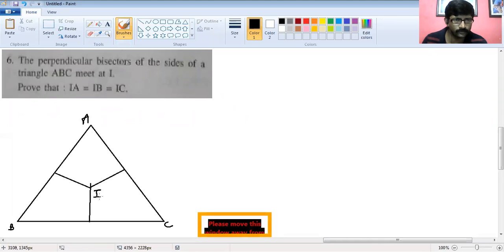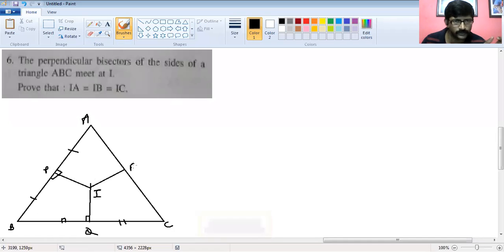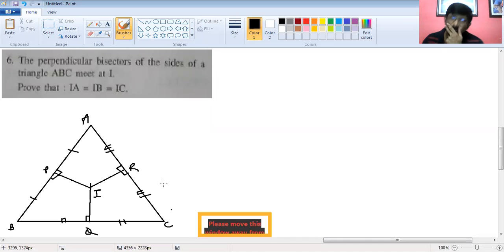Now, what do you mean by perpendicular bisector? Let me explain to you, students. This makes 90 degrees over here, and it's bisecting. That means these two parts would be equal. Let's say this is point P, and this is point Q. This is again a perpendicular bisector, which means BQ is equal to CQ. Let's say this is point R, and RI is a perpendicular bisector. That means AR is equal to CR. I'm putting these signs to show AR is congruent to CR. So the perpendicular bisectors of the sides of triangle ABC meet at I.